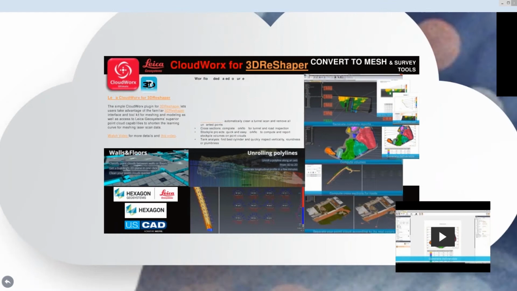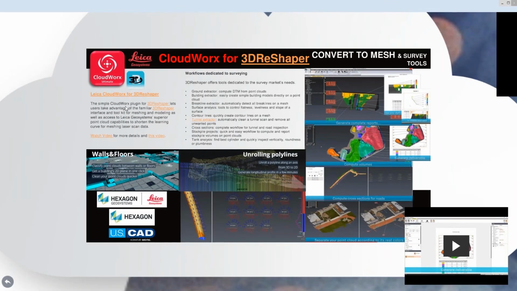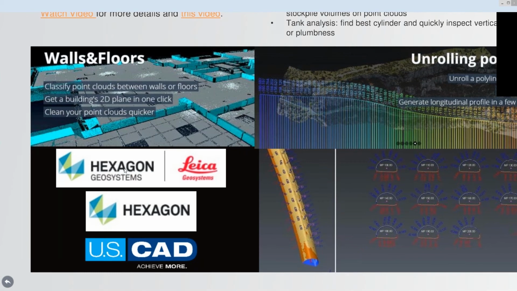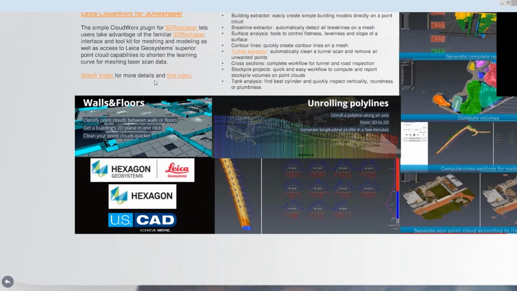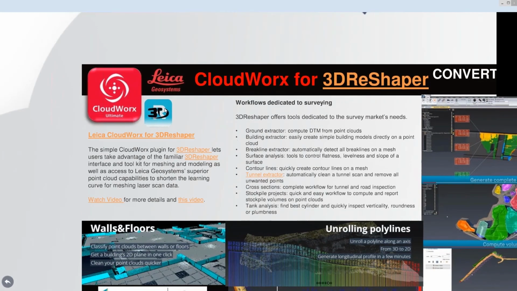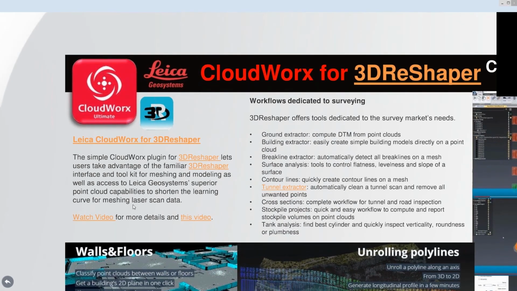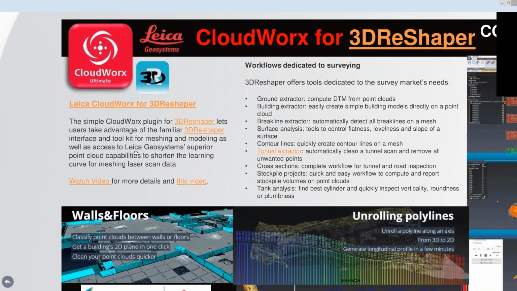And then I discovered this a little while ago, and I really like this. At first, I didn't understand the relationship, and I still don't. There's Leica Geosystems, which is related to Hexagon Geosystems, but I don't know who's in charge of who, and they don't know who's in charge of who either. But basically, this product here, this 3D Reshaper, is part of the Leica family. When you search their website, it's on there.